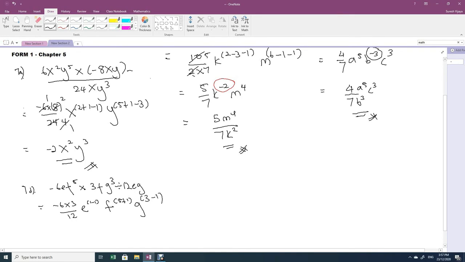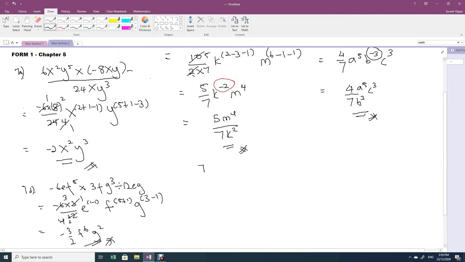Then what we do next is we solve the numbers. We cut off the 3, divide by 3, then divide by 4, and then divide by 2, and we will get 3 over 2. So we have negative 3 over 2. Then e to the power of 0 will be 1, so just ignore it. Then we put f to the power of 6 and g to the power of 2. So this is the answer for 7d.